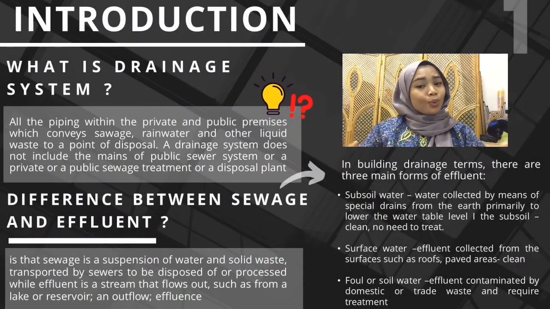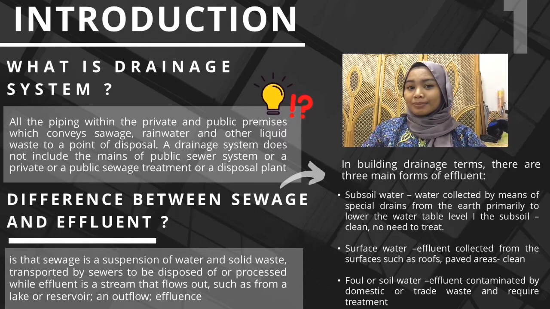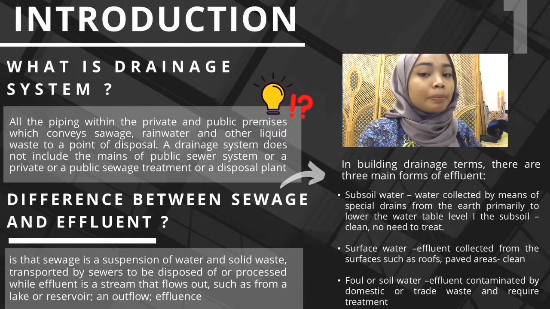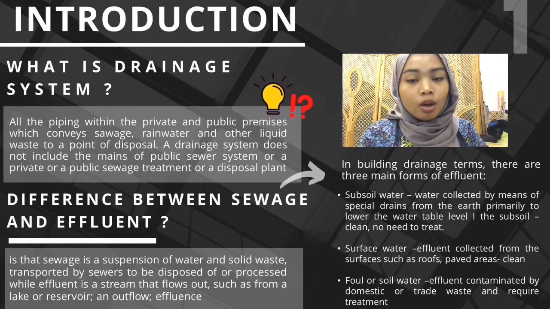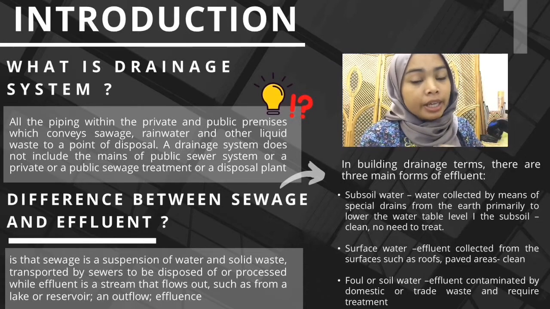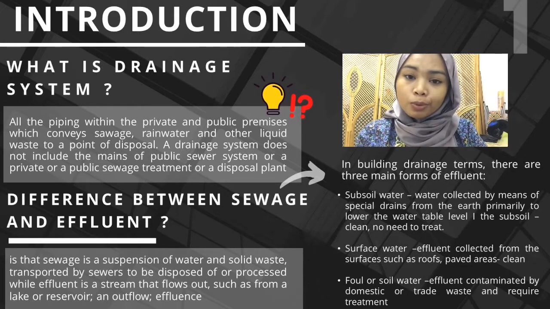Do you know what a drainage system is? On the right side of my slide, I have shown what a drainage system actually is. A drainage system is a piping within private or public premises which conveys sewage, rainwater and other liquid waste to a point of disposal.